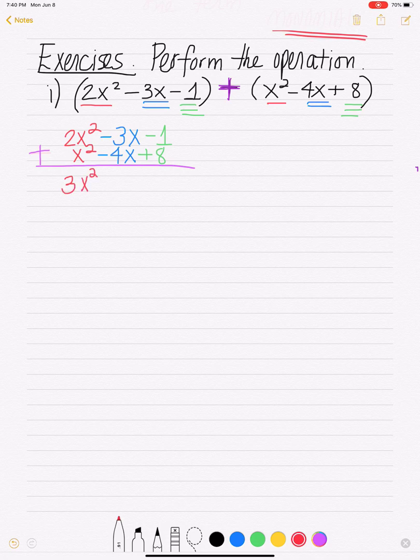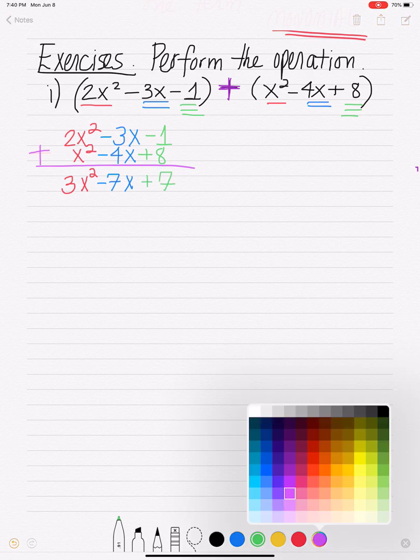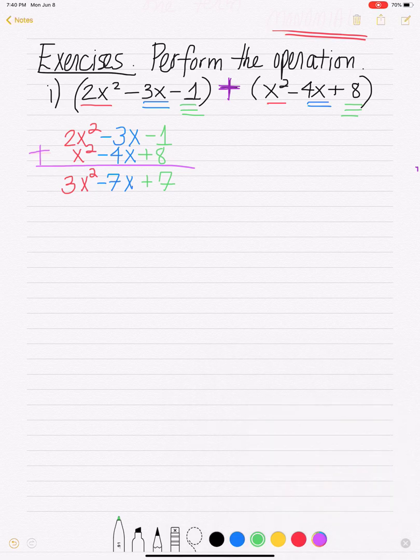All right, we want to combine negative 3x and negative 4x. When you combine negative 3x's with negative 4x's, you get negative 7x's. And then we want to combine the greens, negative 1 and positive 8. So what's negative 1 plus 8? It would be positive 7. And there you have it. This is your new polynomial that results from adding the two polynomials together: 3x squared minus 7x plus 7.